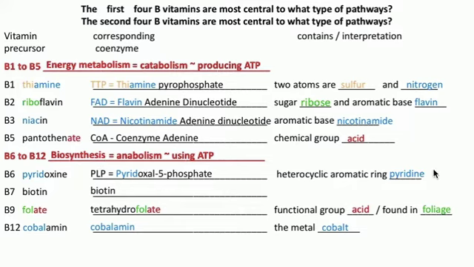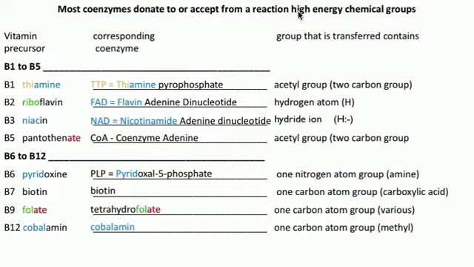That is, the last 4 B vitamins, B6, 7, 9, and 12, are used in anabolic reactions, biosynthesis reactions, which take simpler compounds and link them together into more complicated compounds using energy from ATP, NADPH, and other high-energy coenzymes. Another way to see these B vitamins is based upon their specific role in catalysis.